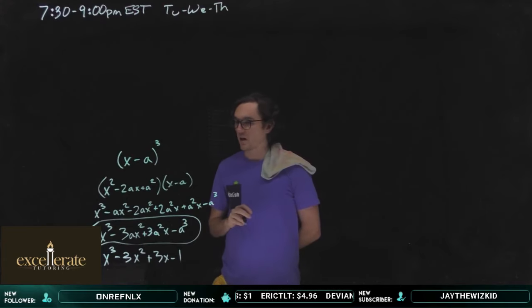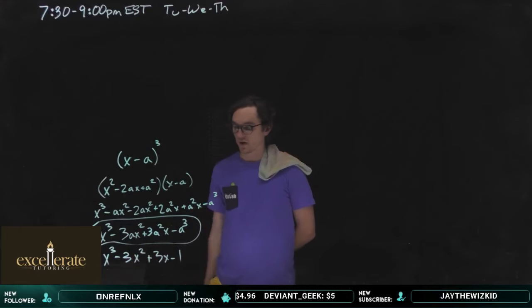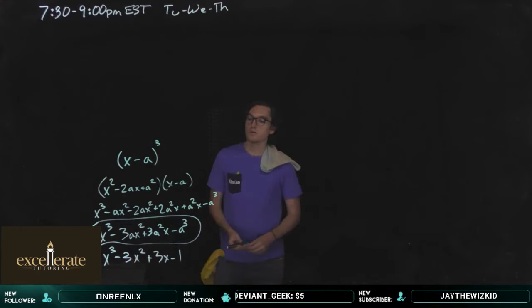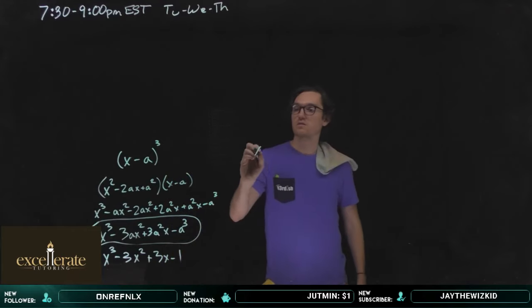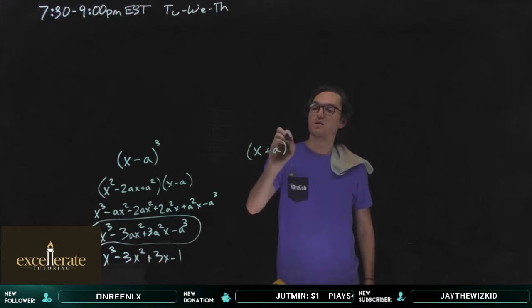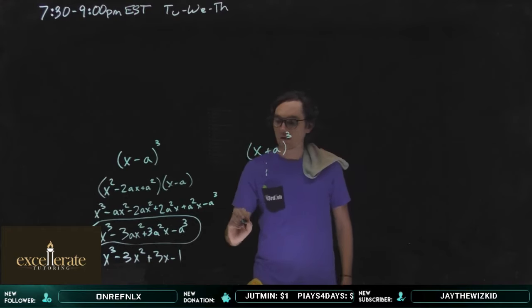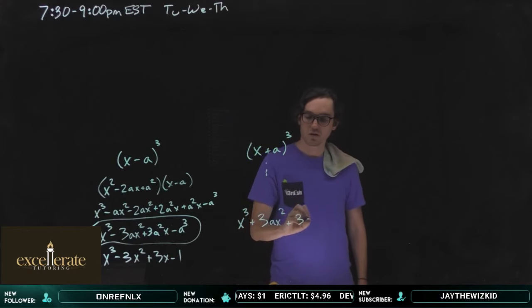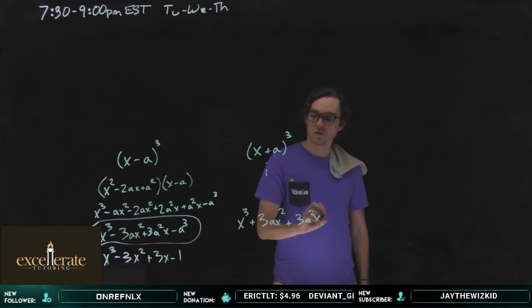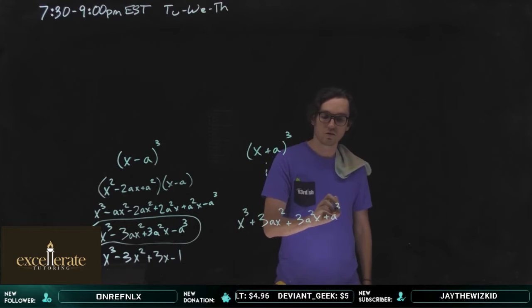All right, and if it was plus, then all of this stuff would end up being plus. I think the only difference would be this would be plus. There'd be no minuses. It'd all be plus. Okay, so if it was x plus a cubed, you'd get down to x cubed plus 3ax squared plus 3a squared x plus a cubed.